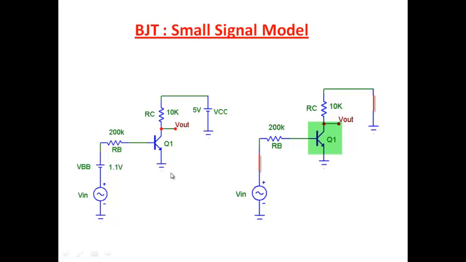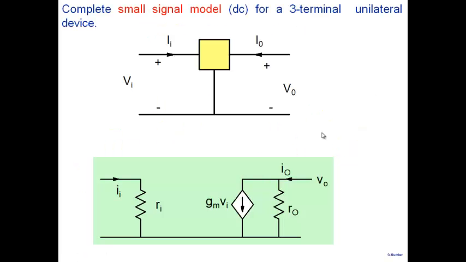So you realize that if you want to go forward in the analysis of amplifiers, you would require a small signal model of your bipolar transistor. In an earlier lecture, we had seen a three-terminal unilateral device, meaning that the signal propagates from input to output and the output doesn't have any effect on the input. If you have a device like this, then its small signal model is given in this part of the circuit here.